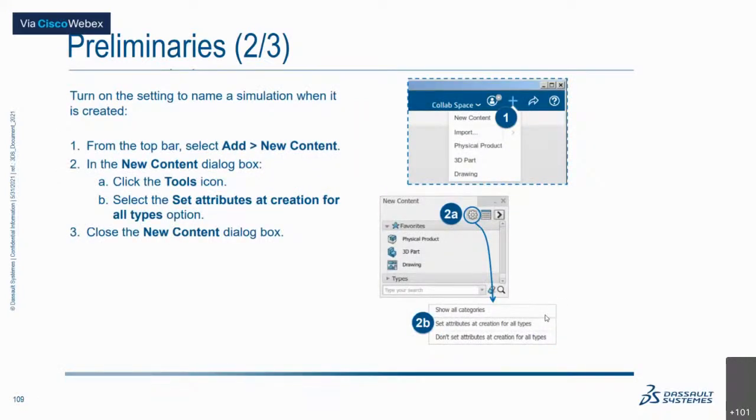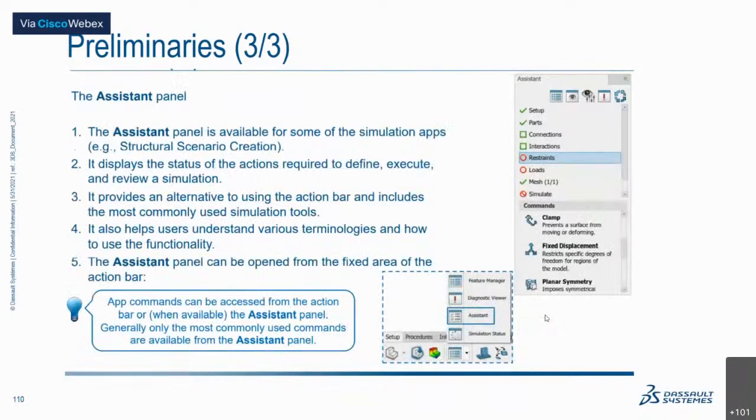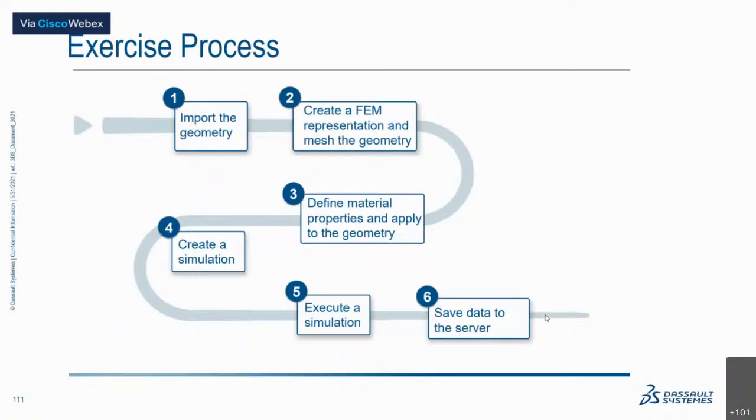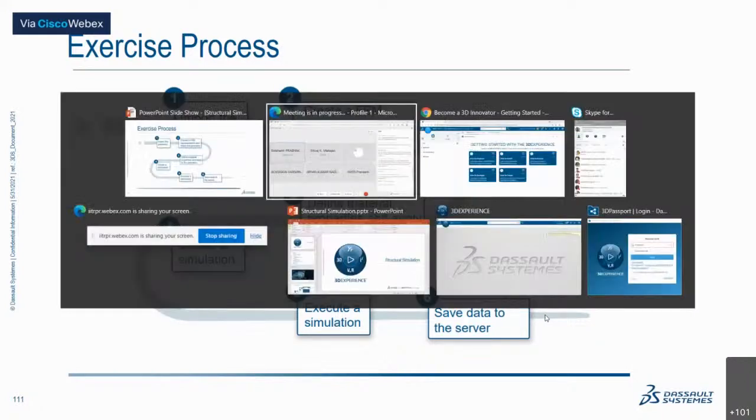What we'll be doing is creating and importing the content, and then we'll be working on it. We'll also be using the assistance panel, which will give you feedback as to whether you have done a given step or not. That will be helpful for us. So this is the procedure which we are going to follow. We'll import the geometry. We'll create a mesh representation and mesh for the geometry. Then we'll define the material properties. We'll create a simulation process. And then at the end, we'll execute the simulation and save the data onto the platform. So this is what we are going to do. I'll shift onto the platform right now.